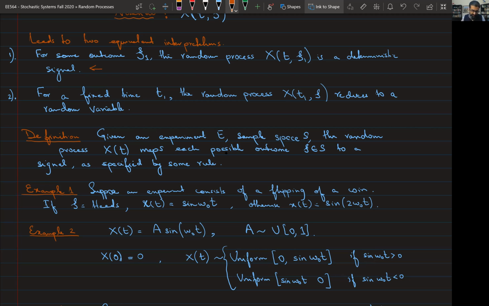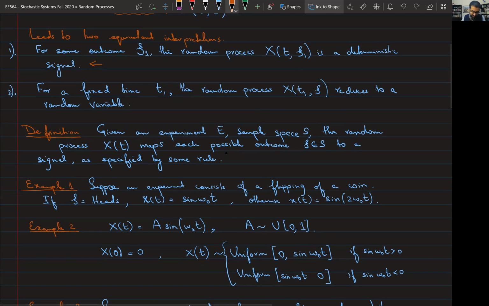On the other hand, the other interpretation, which is going to be more useful as far as our discussions today are concerned, is that if I fix the time, and for that particular time I look at what the random process is, that random process is only a random variable. Why? Because at that particular time, the function can take on many real numbers. So if you fix t, if you fix time, the random process is nothing but a random variable. That's something that's going to come in handy as far as discussions today are concerned.